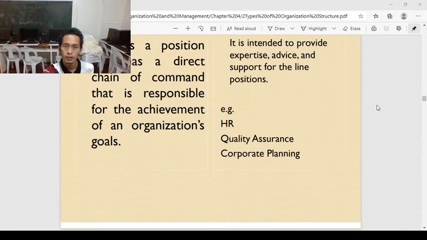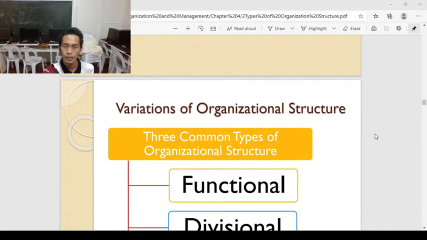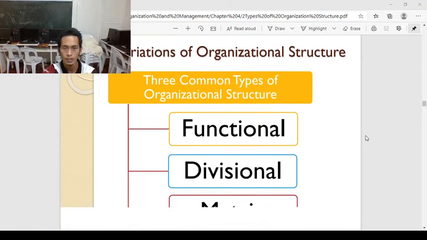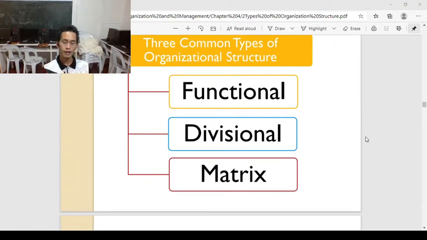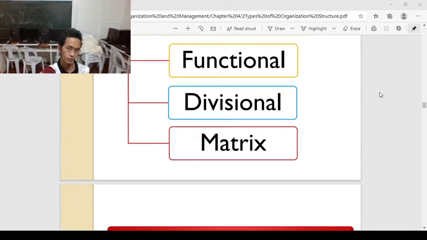Okay. To be continued. Variations of organizational structure. So there are three common types of organizational structure. We have functional, divisional, and matrix. So what is the difference between these three common types of organizational structure? These are actually a combination of line and staff function. So, napoy line structure ani, pero there is already a combination of staff function.